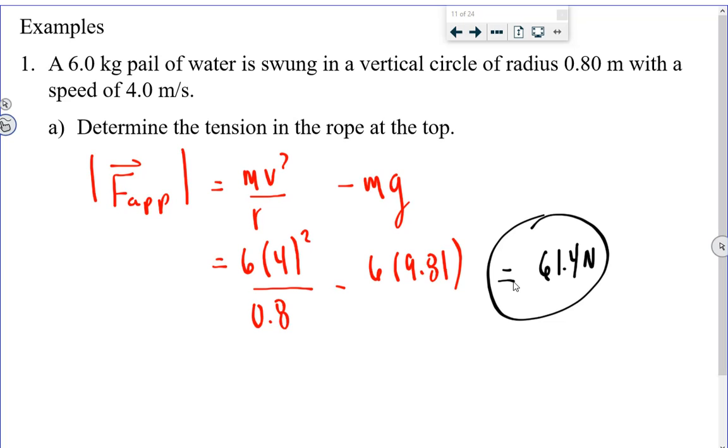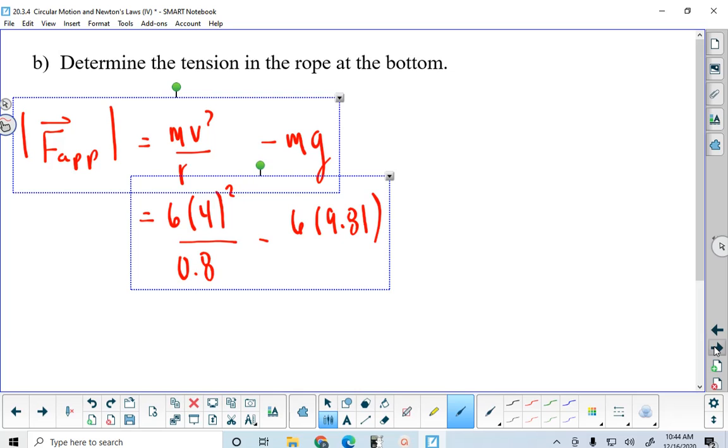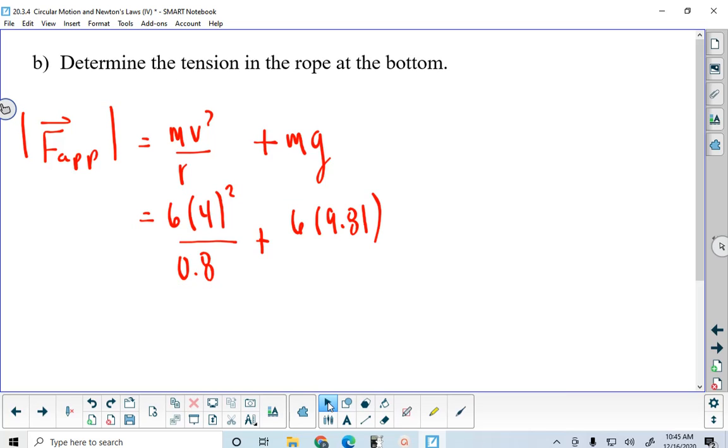What do we do in B? Well, in B, it's at the bottom. And when it's at the bottom, more force is required. So in question B, we simply change our equation. We simply change our equation to mv squared over r plus mg.